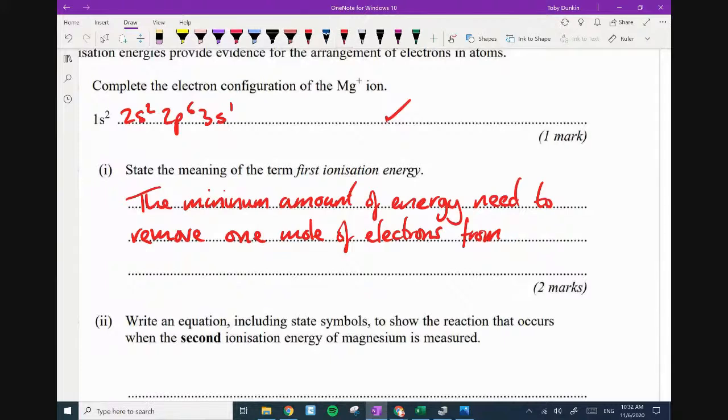Don't like that I've written a number, shouldn't do it. From 1 mole of gaseous magnesium atoms.